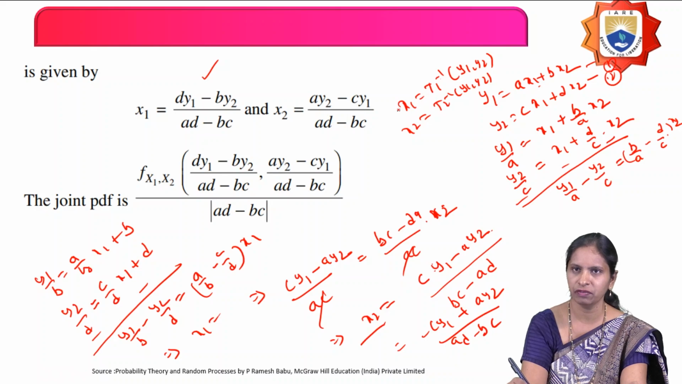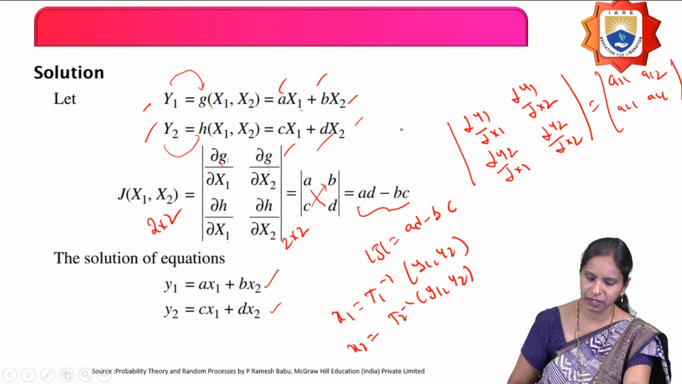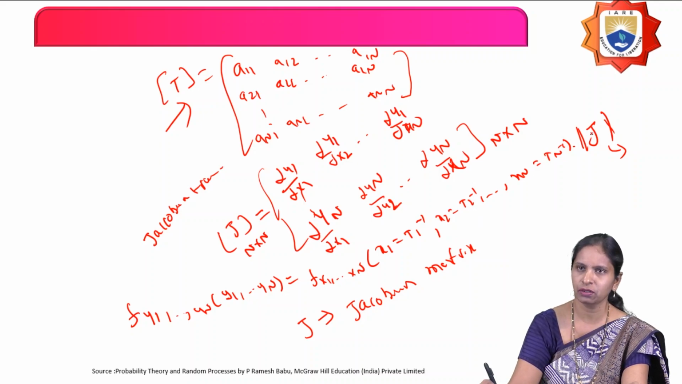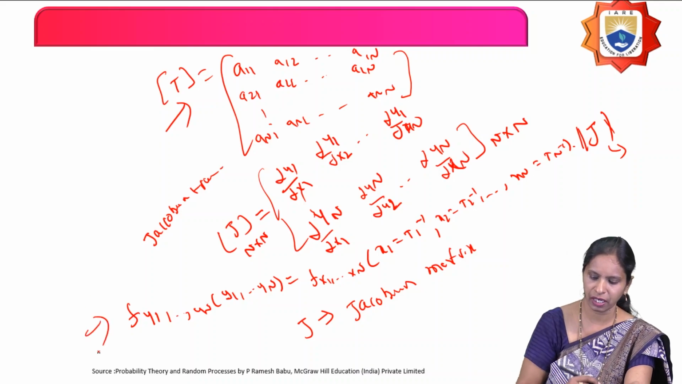You are getting the original random variables X1 as well as X2. And therefore, the density function, written f y1, y2 and so on, yn, is equal to f x1, x2 and so on, xn, where x1 equals t1 inverse, x2 equals t2 inverse and so on, xn equals tn inverse, into mod J, where J is a Jacobian matrix and mod is nothing but the determinant of that matrix. So this is for n random variables.